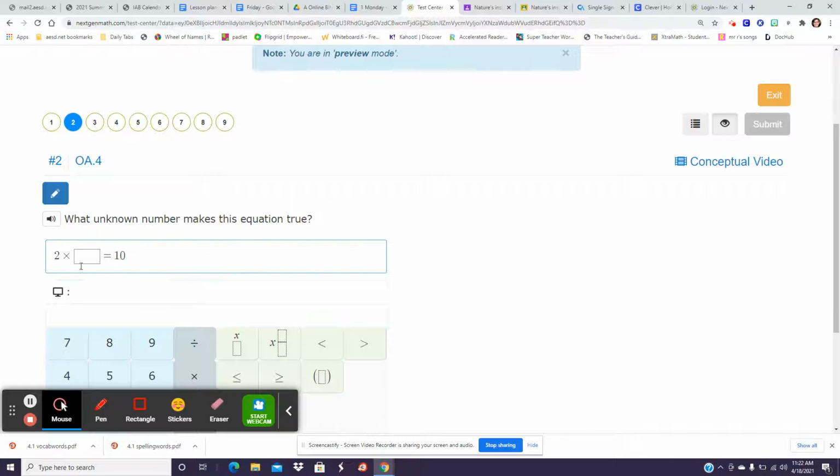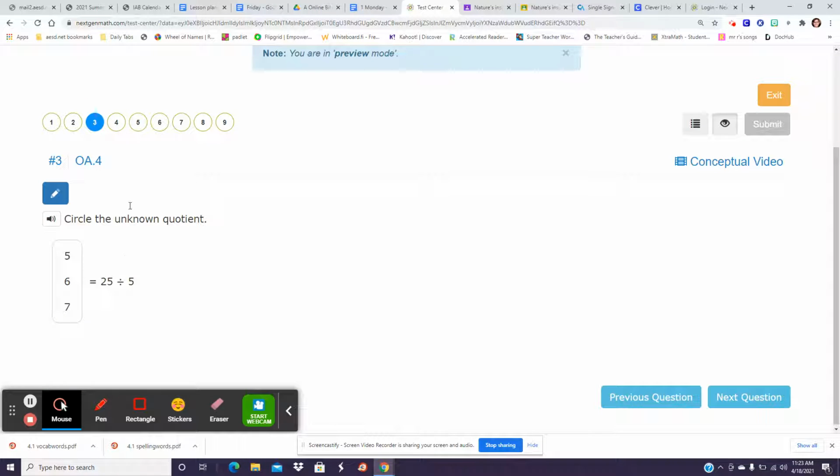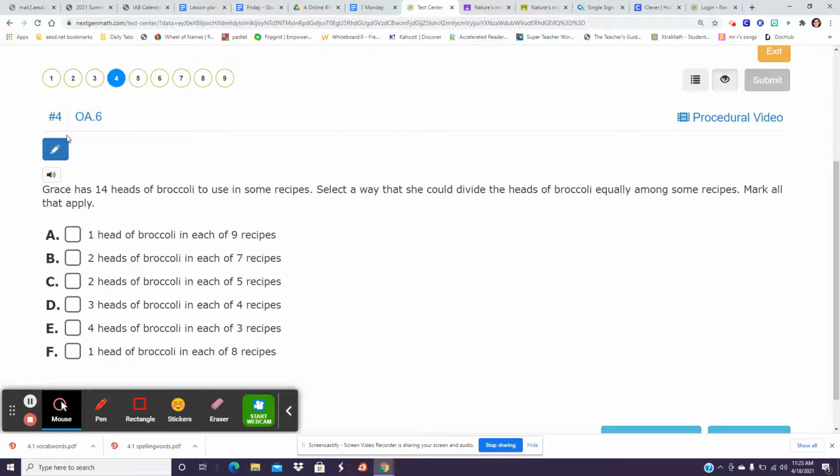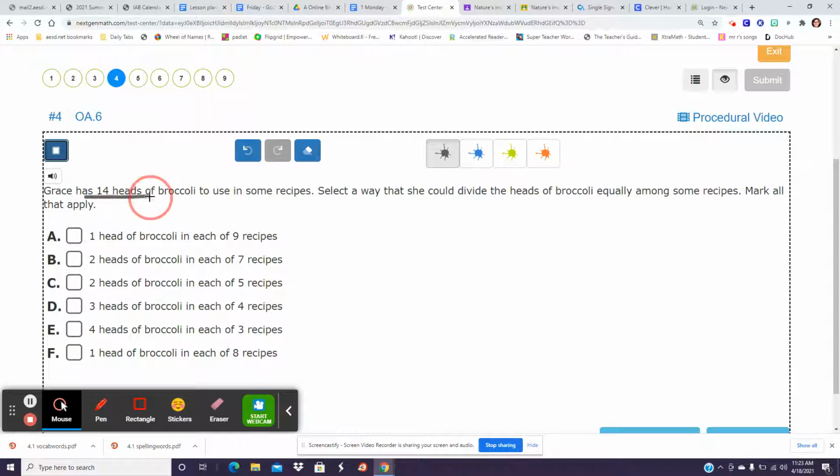Number 2, you're multiplying. Number 3, you're dividing. Number 4, Grace has 14 heads of broccoli. She wants to put them in some recipes. Select a way she could divide the heads of broccoli equally among some recipes. Mark all that apply. So we just got to figure out how many broccolis will she use. She has 14 to use.